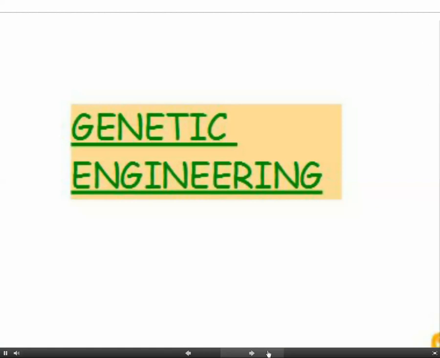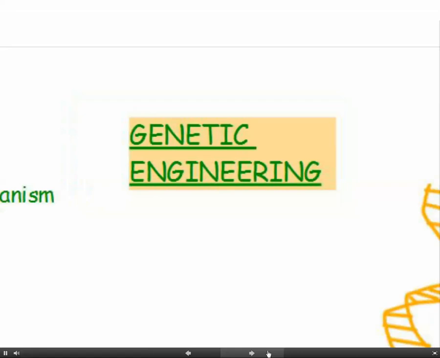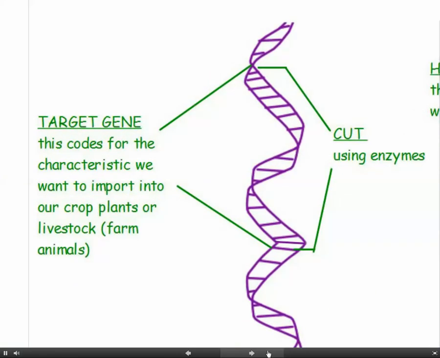So let's look more closely at what we're doing in genetic engineering. So we start out with our target gene. Now this gene codes for the characteristic we want to import into our crop plants or our livestock, our farm animals. And this gene will be found within some other species, some other organism. Maybe it's a bird that's got this gene that we really want, or maybe it's a bacteria, or maybe it's a fish or a worm. Anything that's got a gene that codes for a desirable characteristic can provide us with our target gene. And this gene is cut out using enzymes.